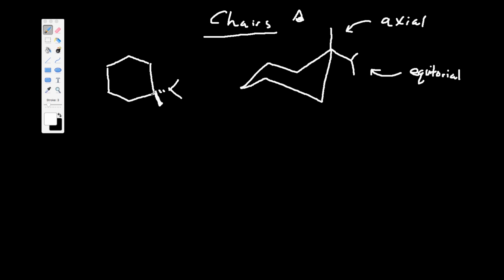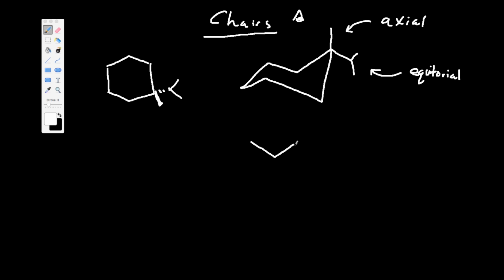So we have another option actually where we could make this equatorial and this axial. So what we do is we basically just draw the other conformer, and I'll show you how to do that right now. So they call this an up carbon, right? Because the axial goes up. And over here, this is a down carbon because the axial will be pointing down.